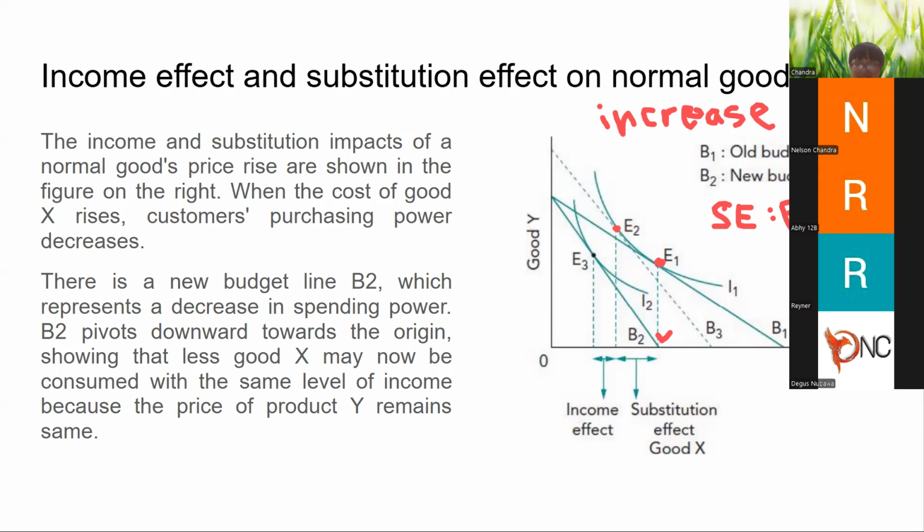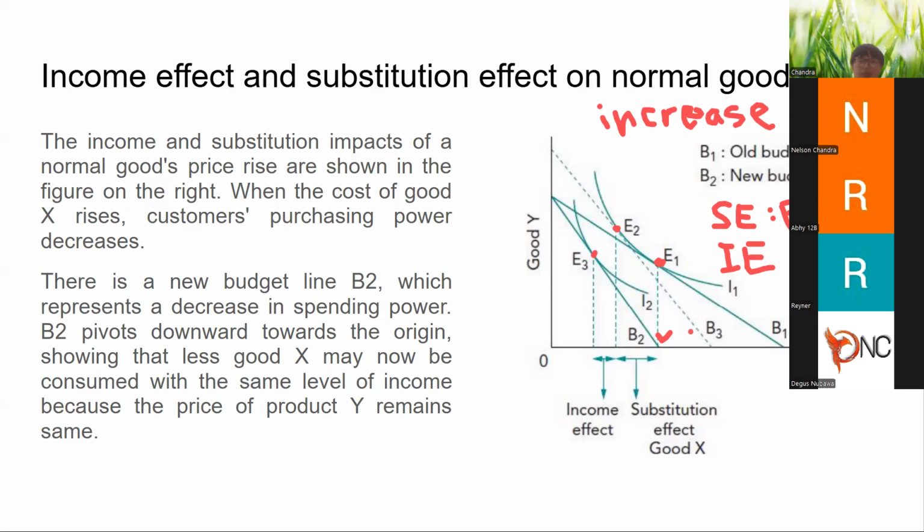Now, the tricky or difficult part will be the IE, or income effect. Let me tell you first, it is from E2 to E3.